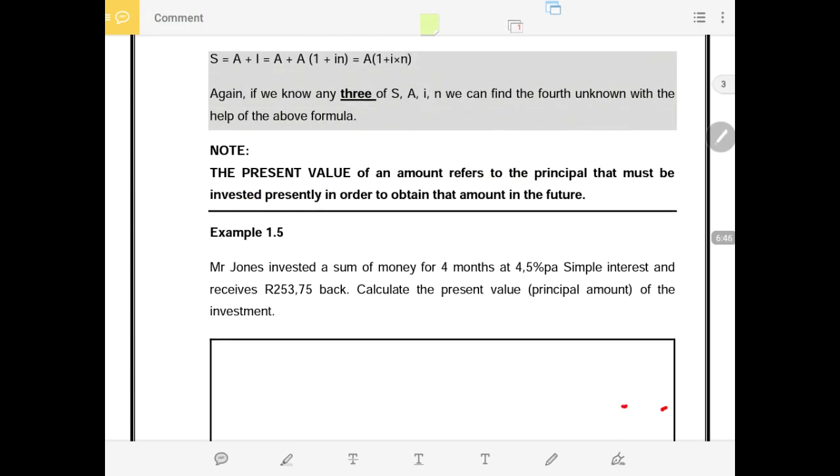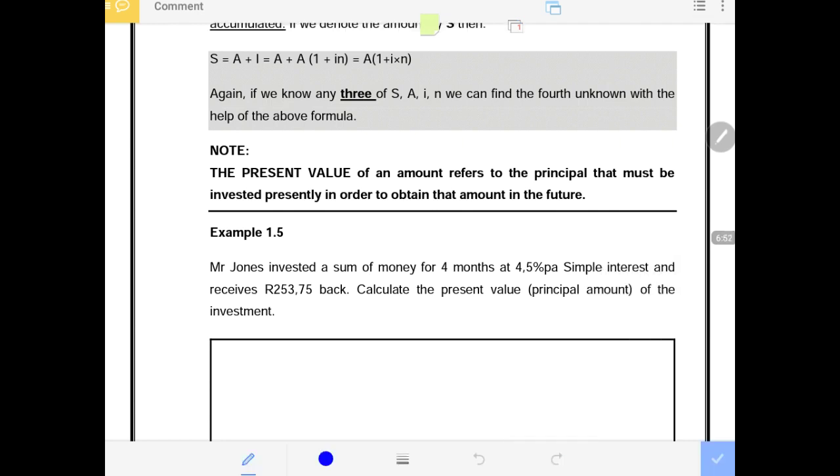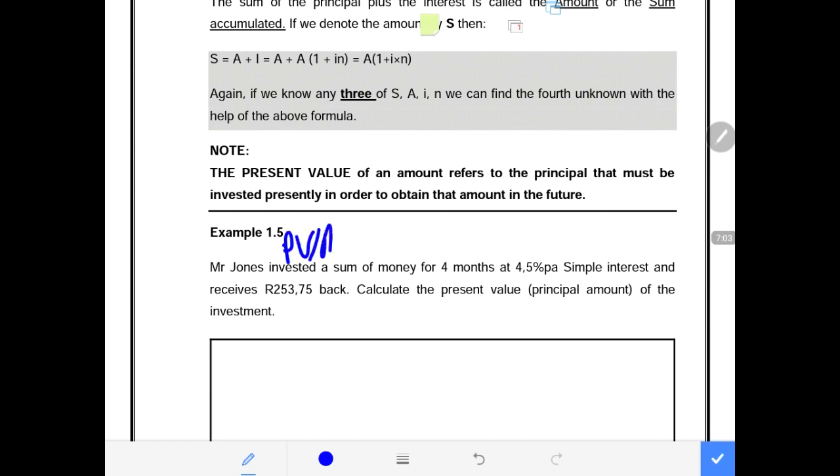Then now we go to example 1.5, and example 1.5 says to us that Mr. Jones invested a sum of money. The minute we say that he invested a sum of money, that is the present value, which is the amount invested for 4 months at 4.5% per annum. Please take note of the fact that the interest rate is per annum, and this is very important to highlight. You need to know if your interest rate is per annum or per month. So now if it's per annum, meaning it is for the year, that means our n must also be in years.